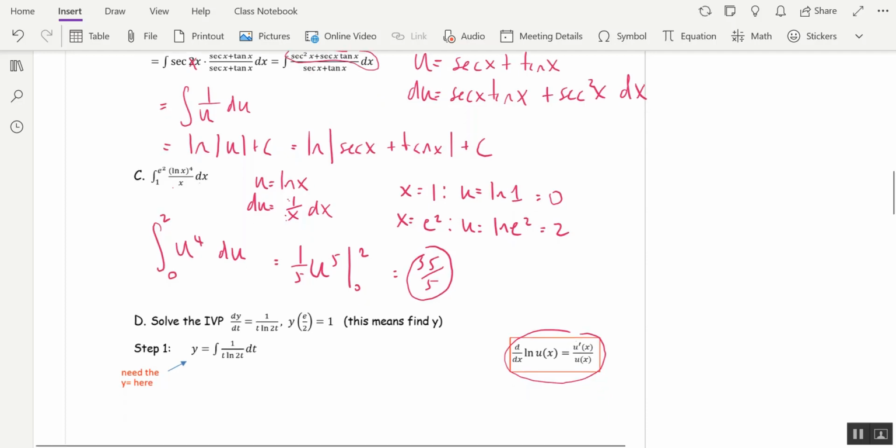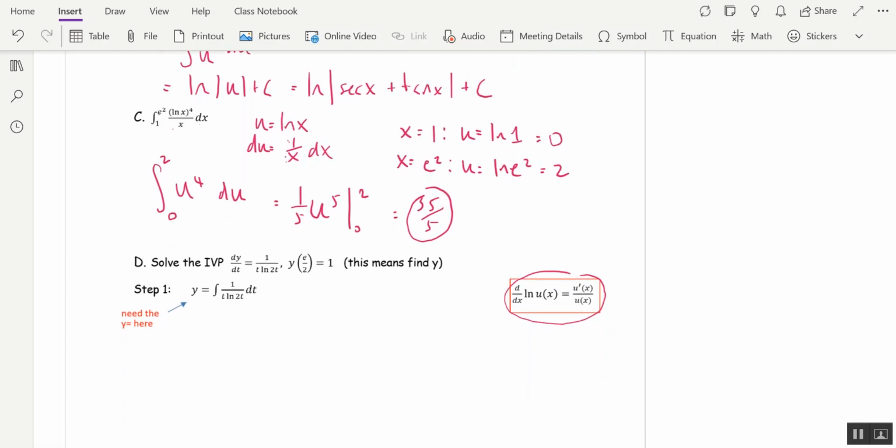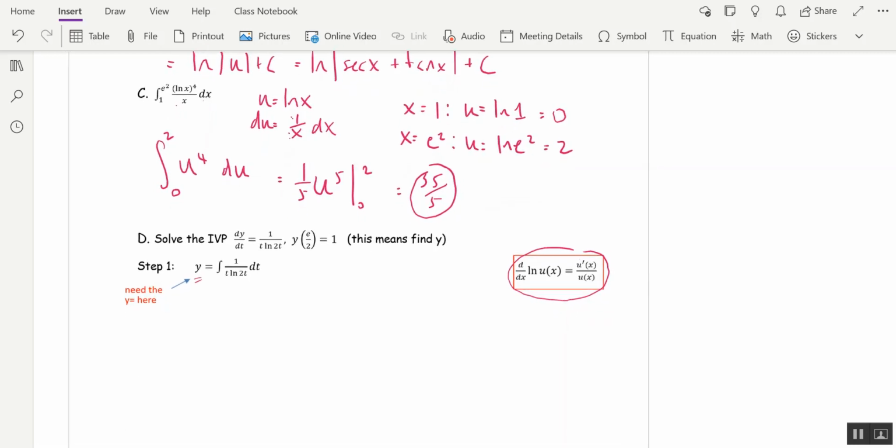All right, let's solve an initial value problem. That means find the function y. So we're given the derivative of y. The way we're going to recover y is to integrate. So y is the integral of 1 over t ln 2t dt, and you do need that y there in front. That's mandatory. So in order to integrate, we're going to do a u sub. u is ln of 2t. du is 2, that's the derivative of my inside function, so 2 over 2t dt, which is just 1 over t dt.